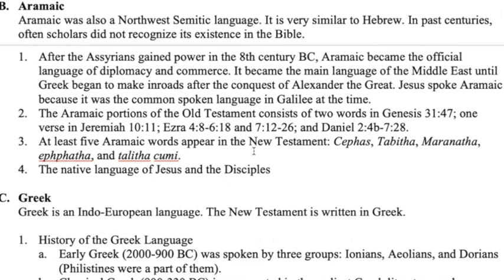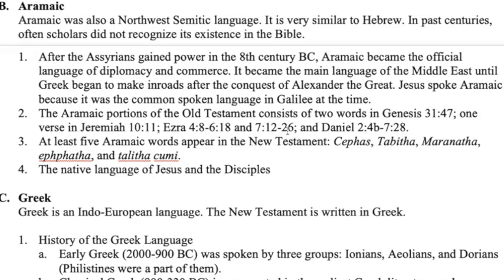Aramaic was also a Northwest Semitic language. It's very similar to Hebrew. In past centuries, often scholars did not recognize that it existed in the Bible because it looks the same. But as people studied more, they realized that the words are different and the grammar is different.